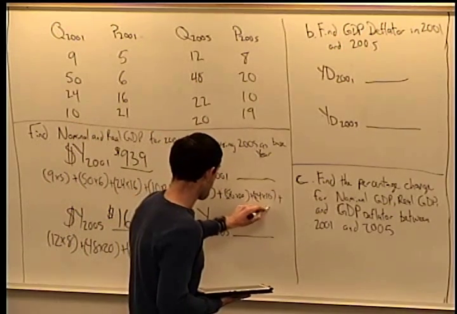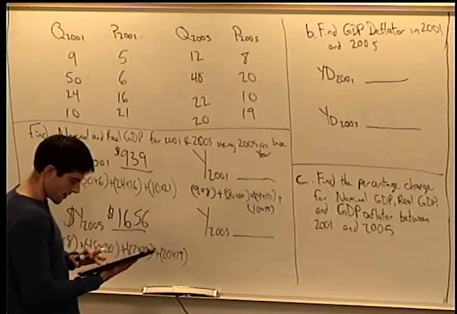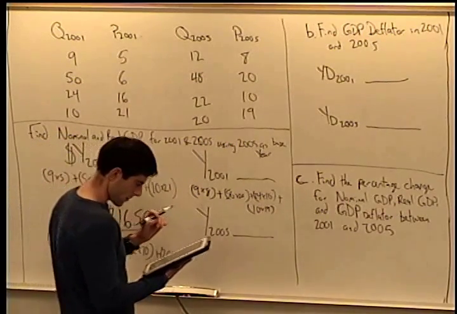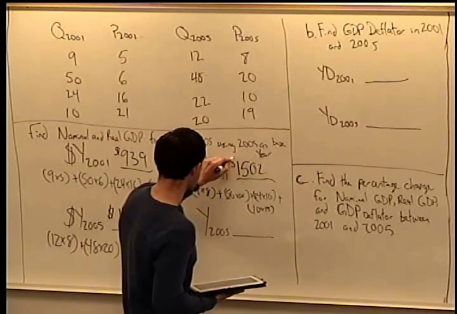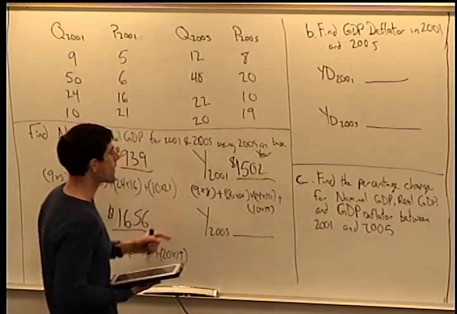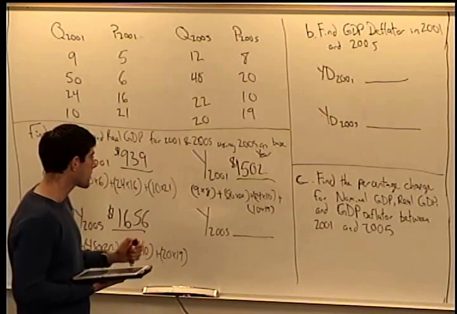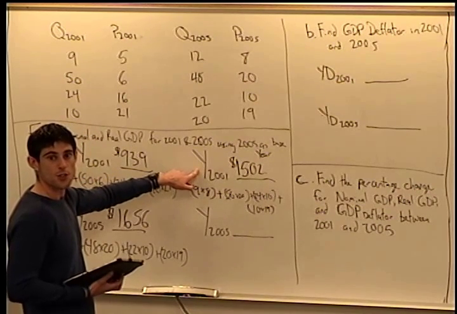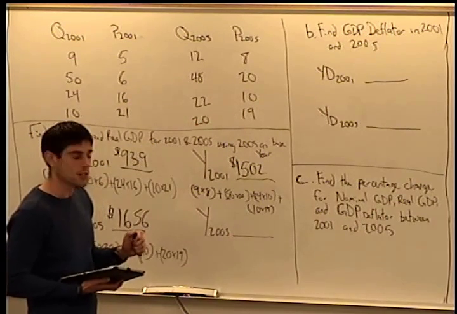And if you solve that, you should come up with $1,502. So taking values in 2005, or the purchasing power of stuff in 2005, we created $1,502 worth of value in 2001, assuming values in 2005 for those goods.